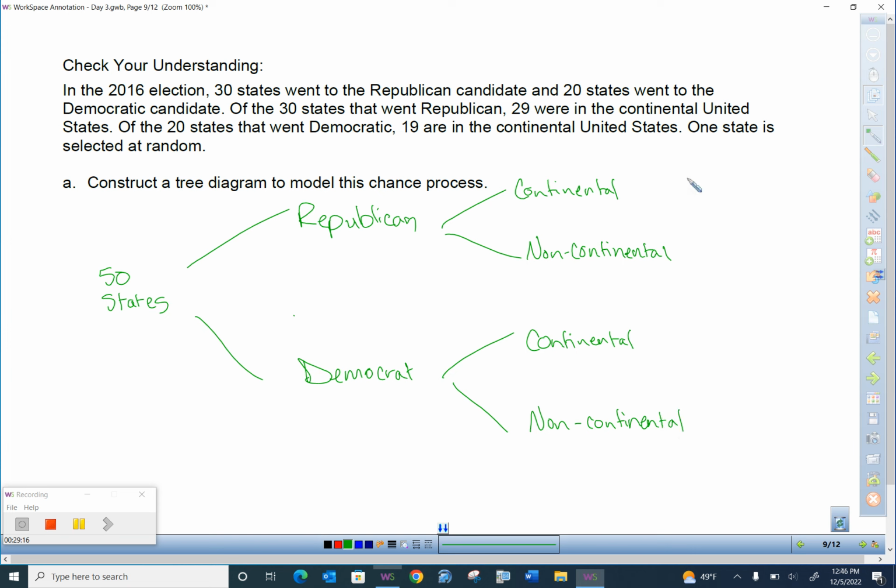And this helps us show the possible outcomes. I could have Republican with continental. I could have Republican with non-continental. I could have Democrat with continental, or Democrat with non-continental.